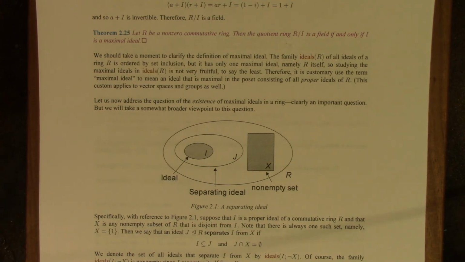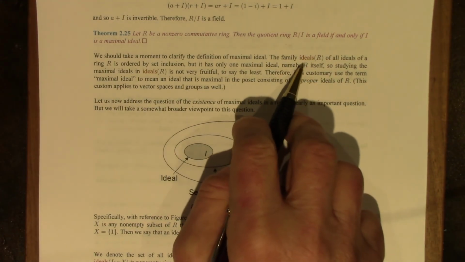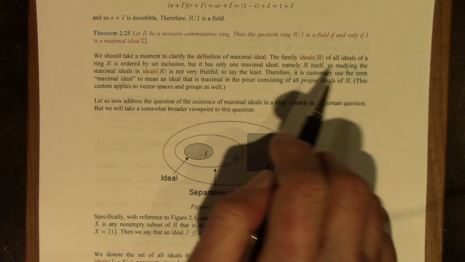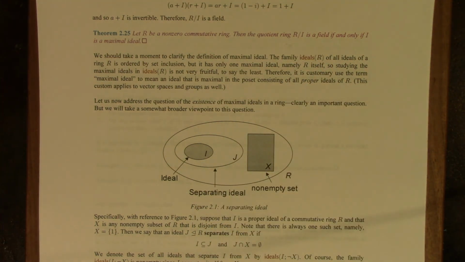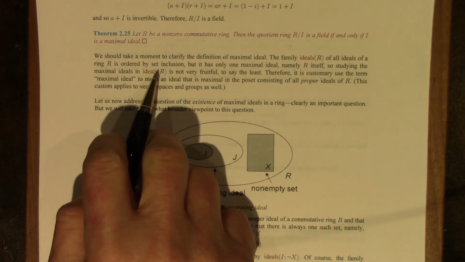Let me make a comment, however, about the definition of maximal ideal. In the family of all ideals of R, which is ordered by set inclusion, R is in the family. R is an ideal of itself. So as far as maximal ideals are concerned, there's only one, namely R itself. So studying maximal ideals in this full family is trivial. There's nothing going on.